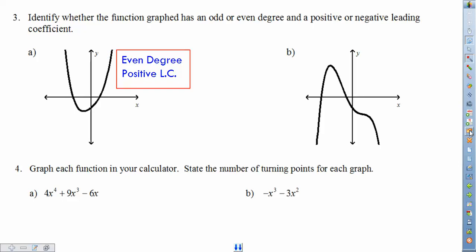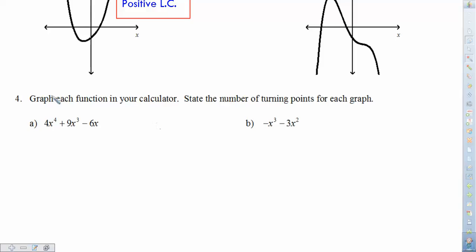Okay? So if both arrows go up, it's even. If both arrows go down, it's still even, right? Even, they have to go in the same direction. Odd, they go in opposite directions. Okay? Now a positive leading coefficient, it's all based on that right arrow. So if that right arrow goes up, it's a positive leading coefficient. If the right arrow goes down, it's a negative leading coefficient. So I'm going to leave B to you. Check it either online or check it with Mrs. Regal. Okay?